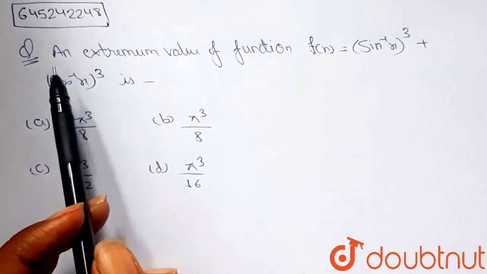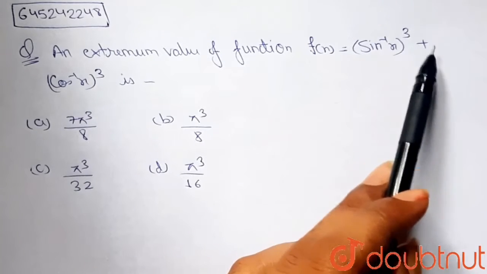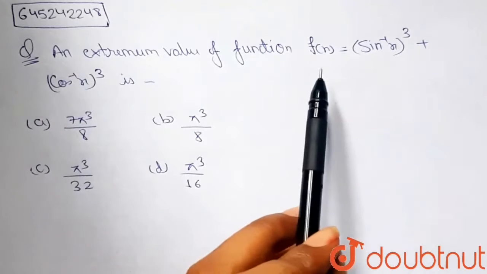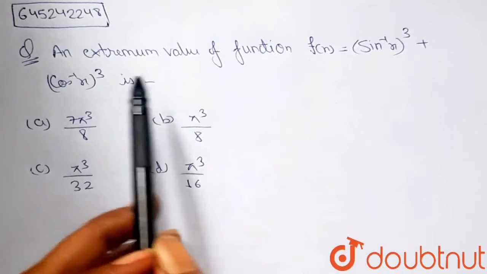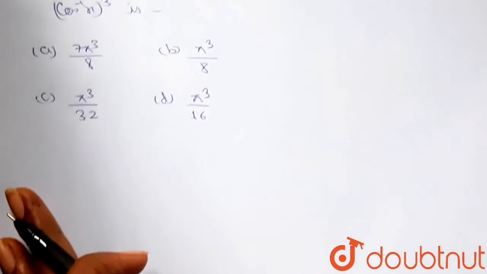Hello friends, so here's a question. It says that the extremum value of the function f of x equals sin inverse x whole cube plus cos inverse x whole cube is. So in this question we have a function and we have to find out its extremum value, that is its maximum and minimum value. Okay, so let's start.